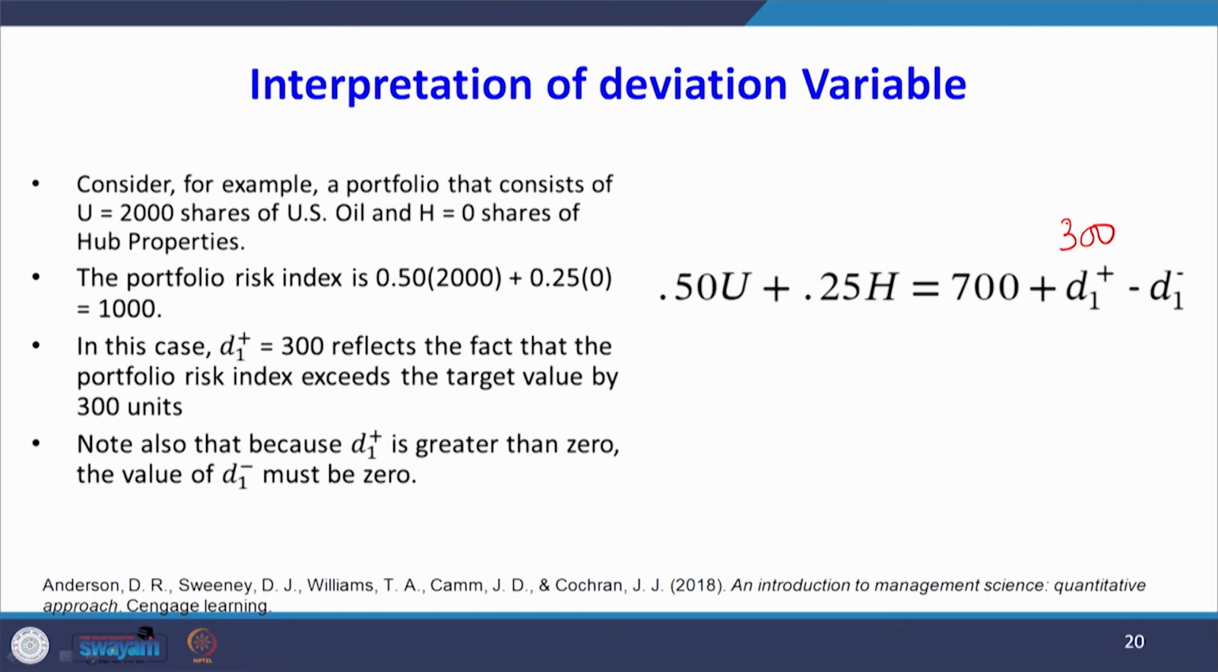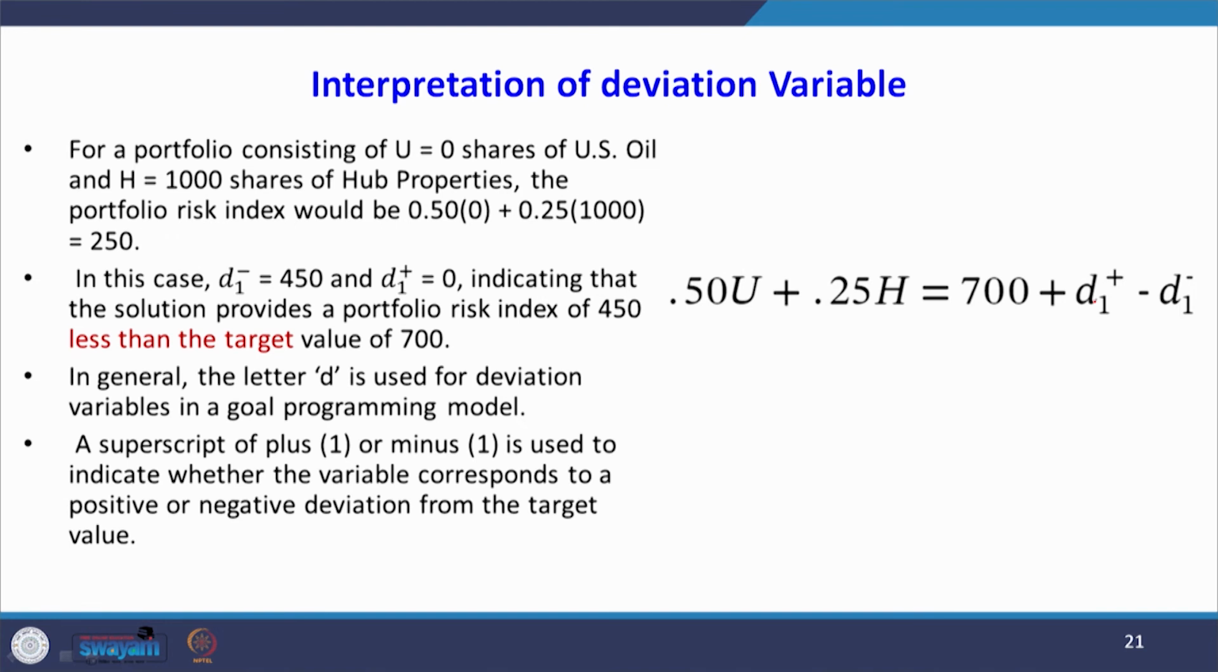That reflects the fact that the portfolio risk index exceeds the target value by 300 units. Note also, because D1 plus is greater than 0, the value of D1 minus must be 0. So, this value will be 0. It can have only one value, whether D1 plus or D1 minus.